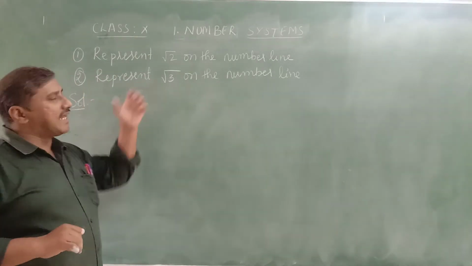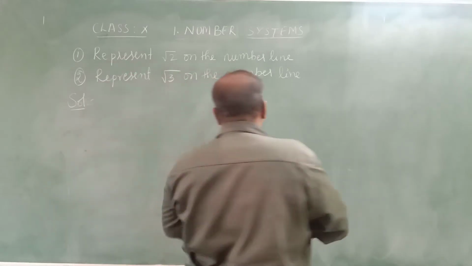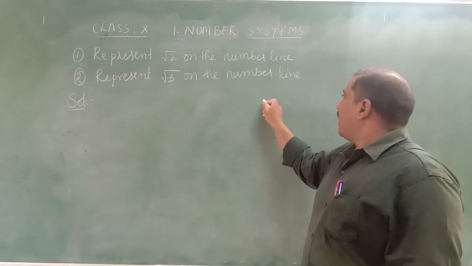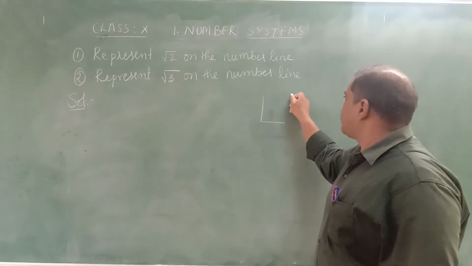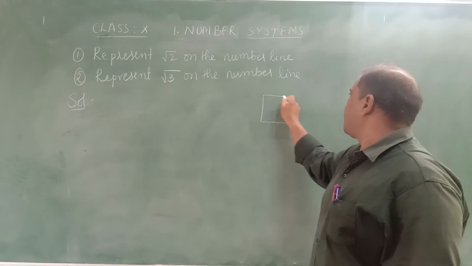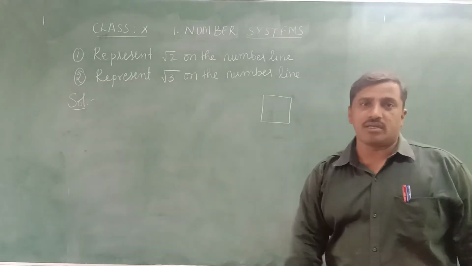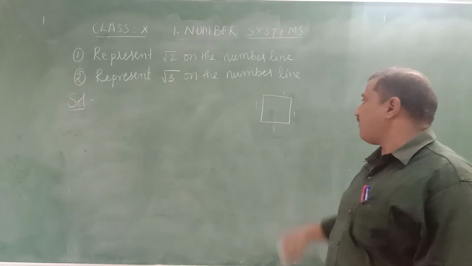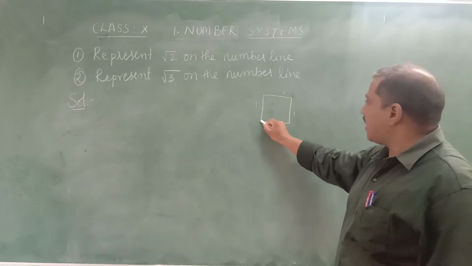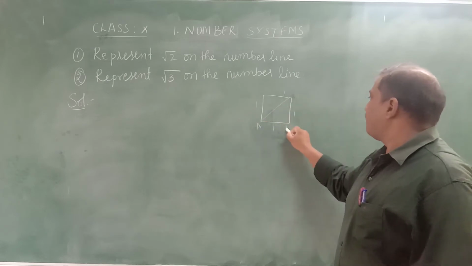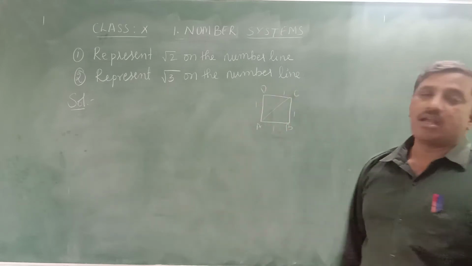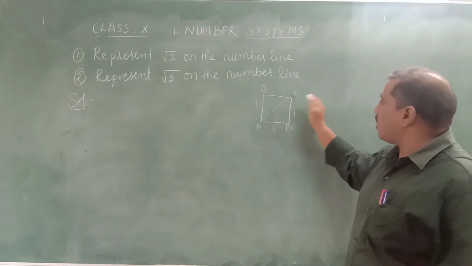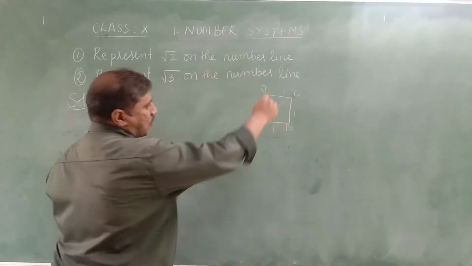Before representing root 2 on the number line, let us revise the Pythagorean property. Let's draw a square with each side of length 1 unit, and draw one of its diagonals. ABCD is a square with side 1 unit. Then how much is AC?